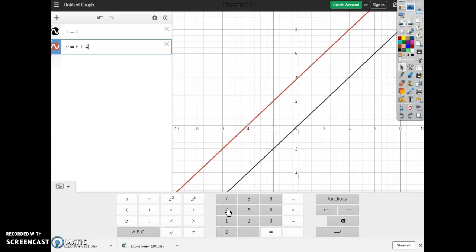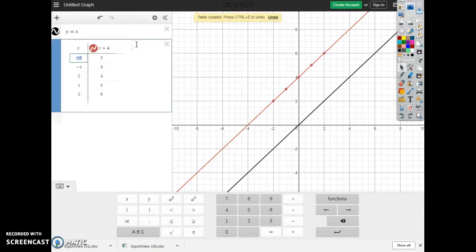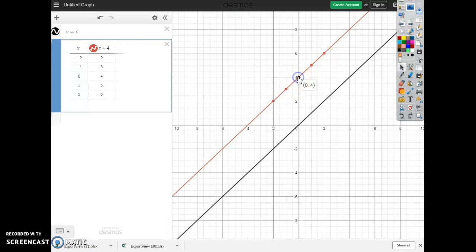So I do want a table for that line because I need the points. I need those points on my paper. Okay? So the first point is 0, 4. I have 1, 5. I also have negative 1, 3, and I have negative 2, 2.